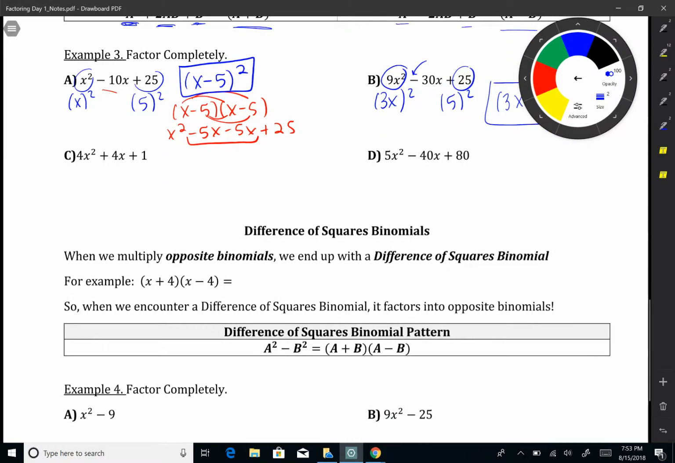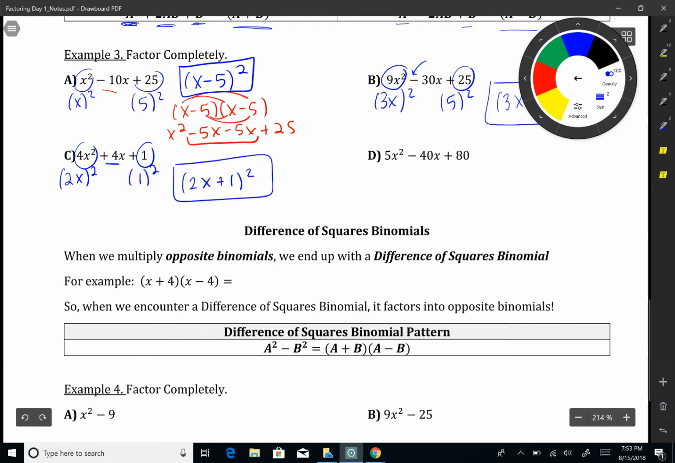C, I look at my first term, sure enough, that's a perfect square. My last term, 1, that's a perfect square. What's the square root of 4x squared? 2x, right? If I square that, I'll get 4x squared. And what's the square root of 1? 1. Okay, so my factor would be 2x, and then I look at the middle term, it's positive, plus 1, quantity squared.